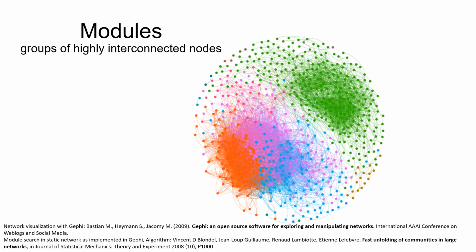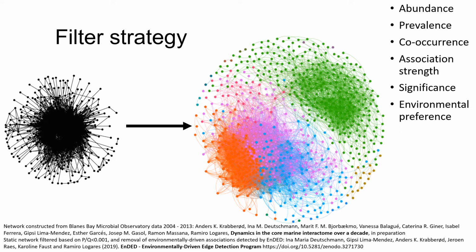I had a time series of microbial abundance data for 10 years from the Mediterranean Sea. From the monthly sampling, we obtained 18S and 16S rRNA data, which we used to construct the network. It didn't really look as pretty as you can see here in the beginning. In fact, we first obtained a hairball, a dense network with way too many edges. We applied a filter strategy, including the removal of environmentally driven edges, to get a network that is less dense.